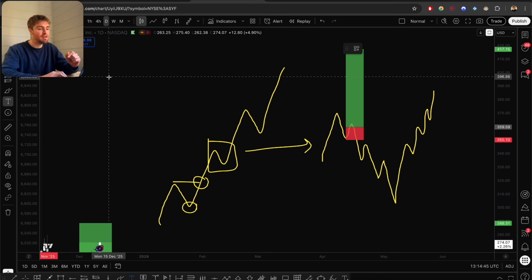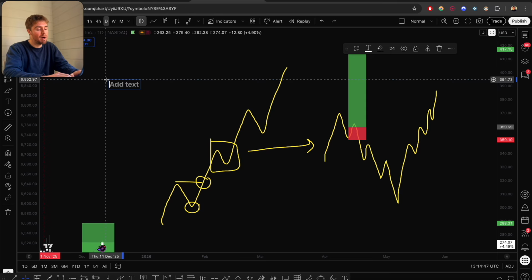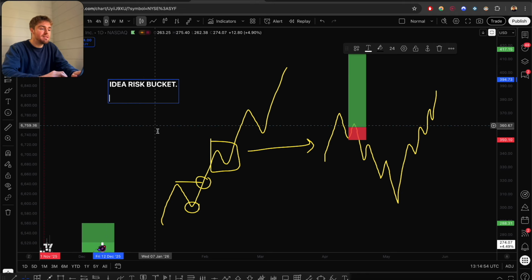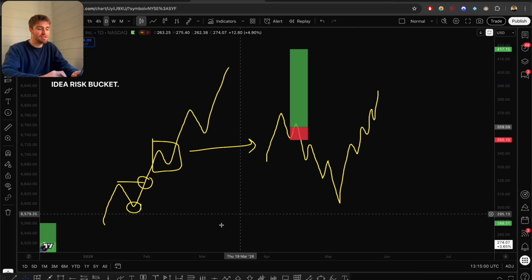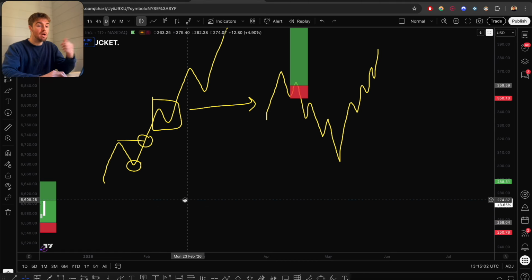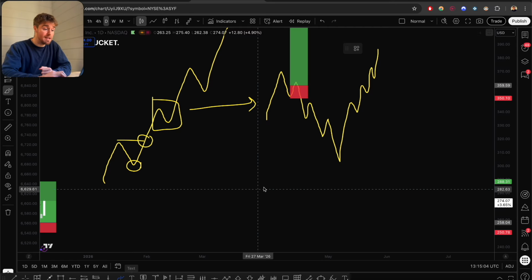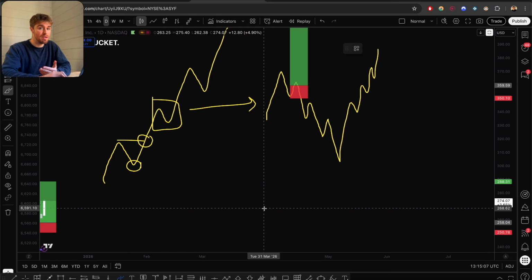Now, this has lots of different names in the trading space, but for me, I don't really give it a specific name. I just call it the idea risk bucket. All this means is how much I am willing to risk on this overall idea in this particular segment. So if we go through this example here, let's just say that I only ever wanted to risk 1% on a total idea. That would be pretty low. Normally for me, it's between 2 and 5%.